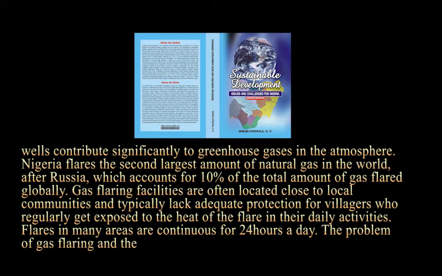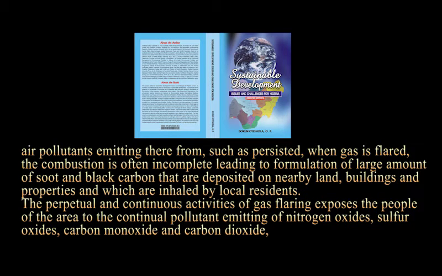Gas flaring facilities are often located close to local communities and typically lack adequate protection for villagers who regularly get exposed to the heat of the flare in their daily activities. Flares in many areas are continuous for 24 hours a day. The problem of gas flaring and the air pollutants emitted therefrom persists. When gas is flared, the combustion is often incomplete, leading to formation of large amounts of soot and black carbon that are deposited on nearby land, buildings and properties, and which are inhaled by local residents.